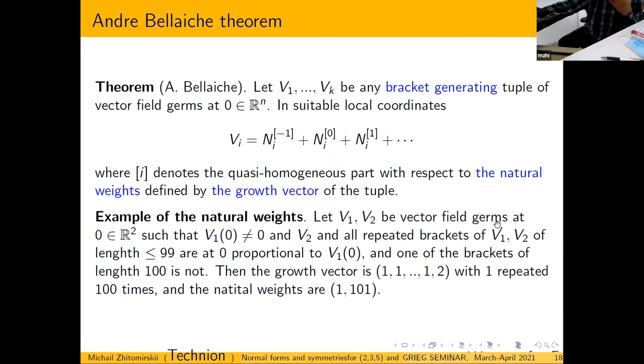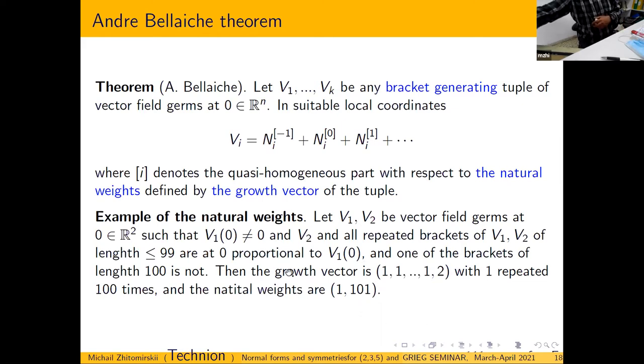Let's just take vector fields V1 and V2 at the origin on R^2. Let's take, as an illustration, an extremely degenerate case: assume that the first vector field doesn't vanish at the origin, and V2 at the origin is proportional to V1. But not only V2: all repeated brackets of V1 and V2 of length, say, up to 99 at zero are proportional to V1. So taking all these brackets, we have only one direction, and the remaining second direction is obtained by taking one of the brackets of length 100. So in this case the growth vector, I think you know what it is, is very long, because 1 will be repeated 99 times. And the natural weights are: for x1 weight one, for x2 weight 101.